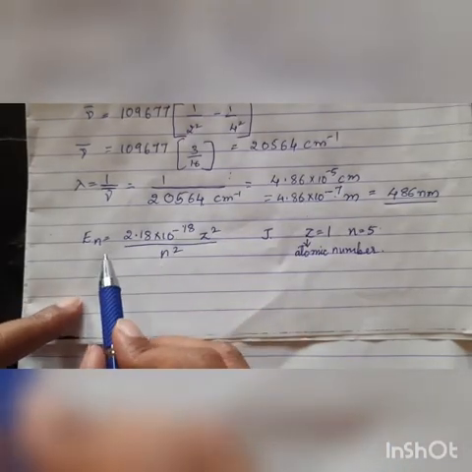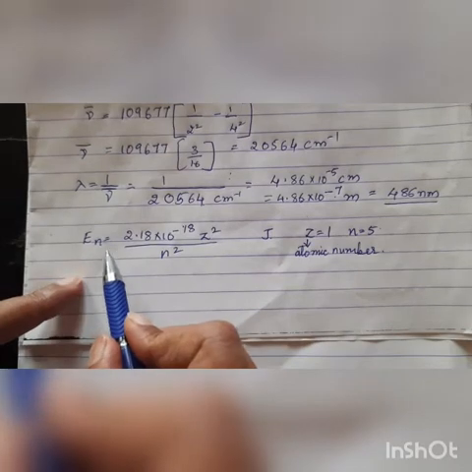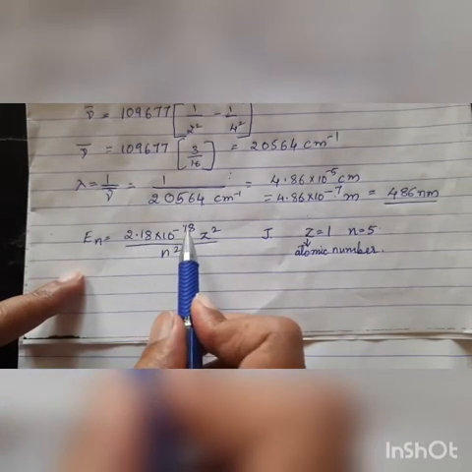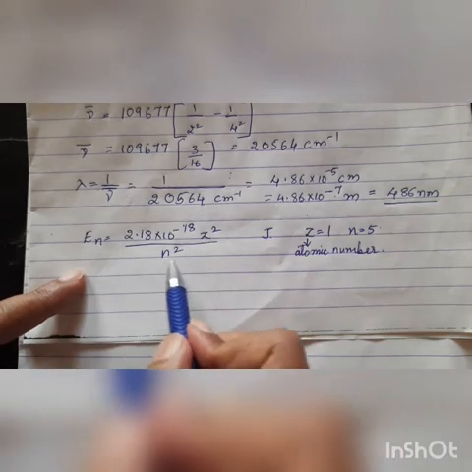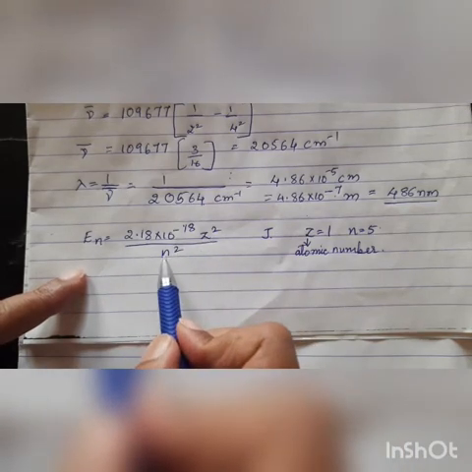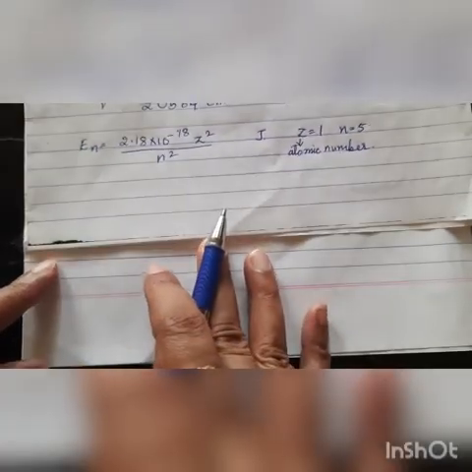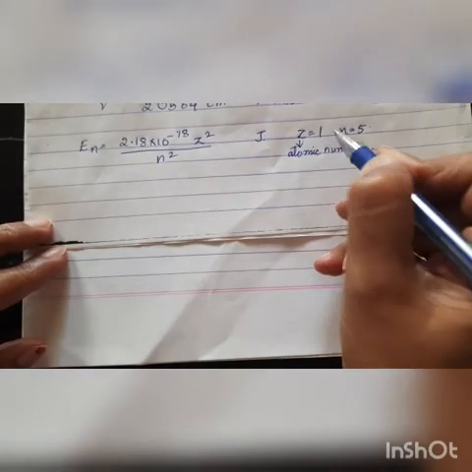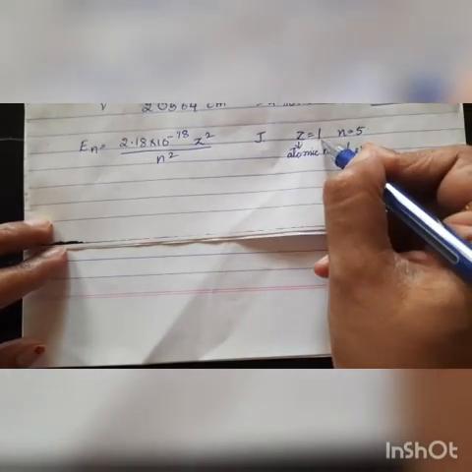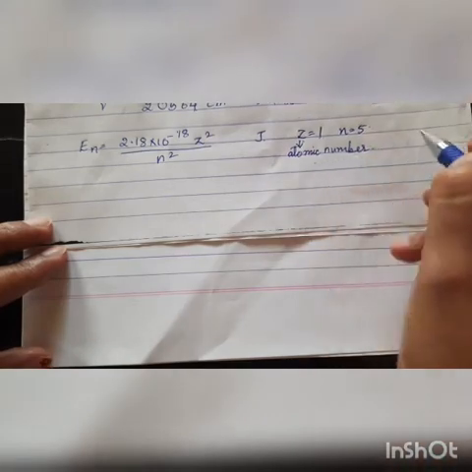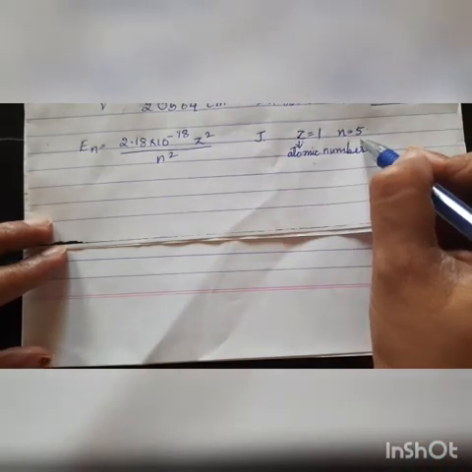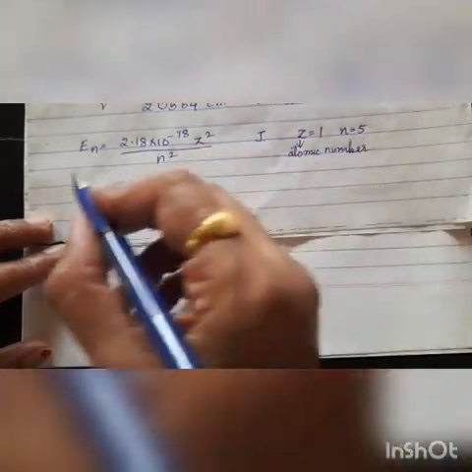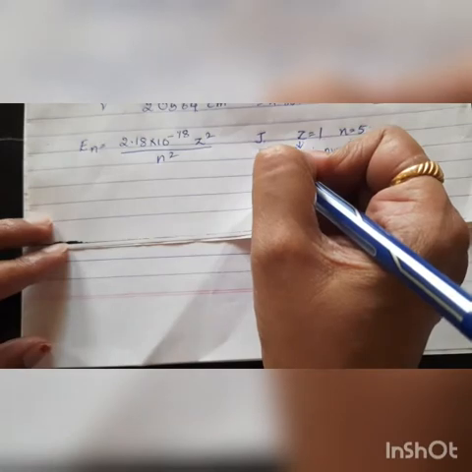So now let us take the energy equation. E_n is equal to 2.18 × 10^-18 Z² divided by n². So this is the equation for the energy. Now we have to take Z equal to 1 because it is the hydrogen atom, whose atomic number is equal to 1. Z stands for atomic number, whereas n is the fifth orbit. So we are going to consider n equal to 5. This energy will be in terms of joules.